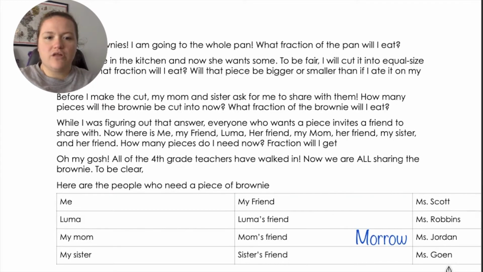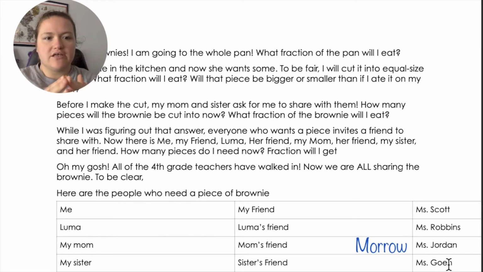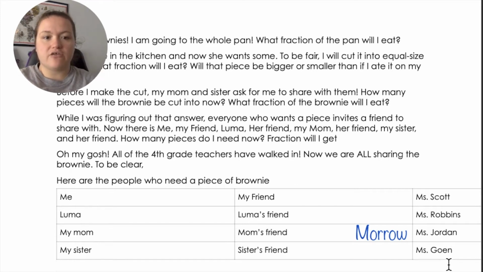And now I know while the denominators get bigger, sometimes it's easy to think that the pieces get bigger. And sometimes it's hard to really think about which piece is bigger if we just have the denominator that we're looking at. So let's go ahead and use a visual.